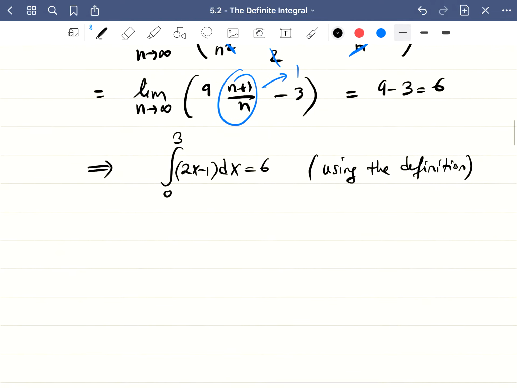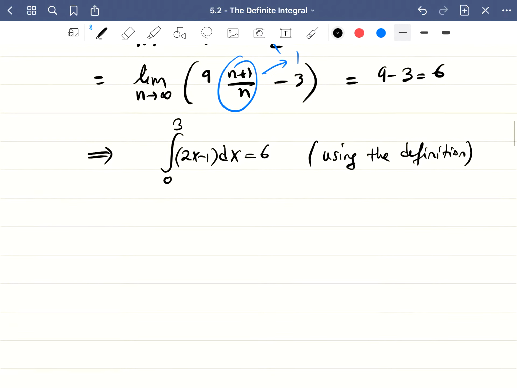Alright, so now for part B, let's use the geometry behind this. So let's use geometry. To use geometry, we need to basically interpret the integral as the area, because the limit of the Riemann sum as n goes to infinity, according to the definition, is the area, right? So let's first draw the graph of y is equal to 2x minus 1.